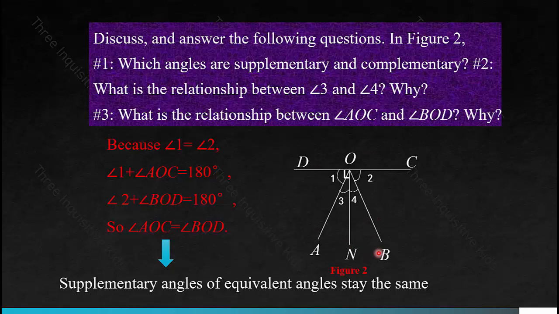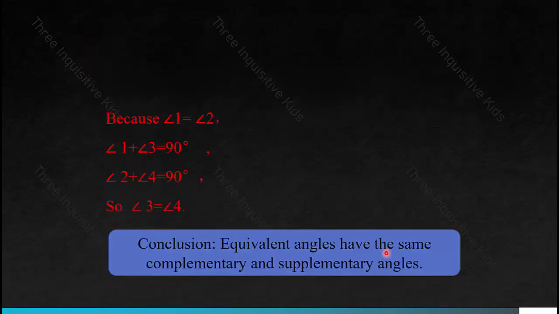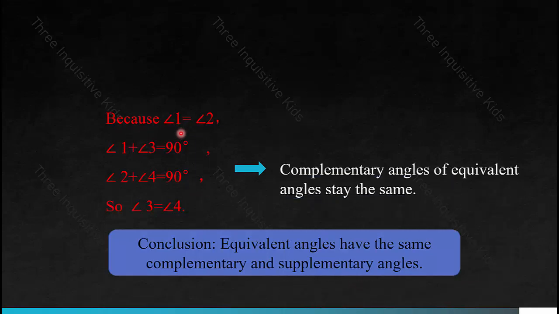And this is figure 2. And because we know angle 1 is equal to angle 2, we can add up these complementary angles and we have 90 degrees. Therefore, angle 3 is equal to angle 4. Complementary angles of the equivalent angles stay the same. In other words, one angle can only have one complementary angle.